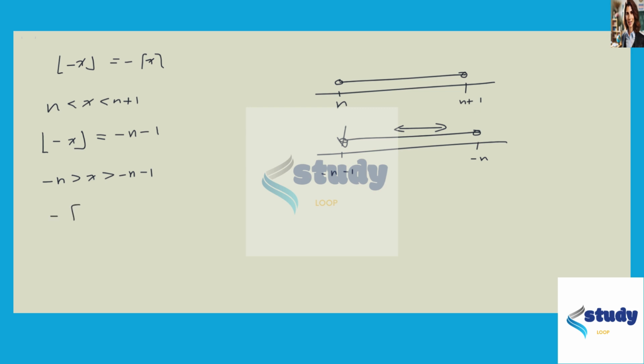Then ceiling of x. So ceiling of x, we look at this one. So it will just be n plus 1. So this is minus n plus 1, which is minus n minus 1, which is floor of minus x. So we've proved the first one.